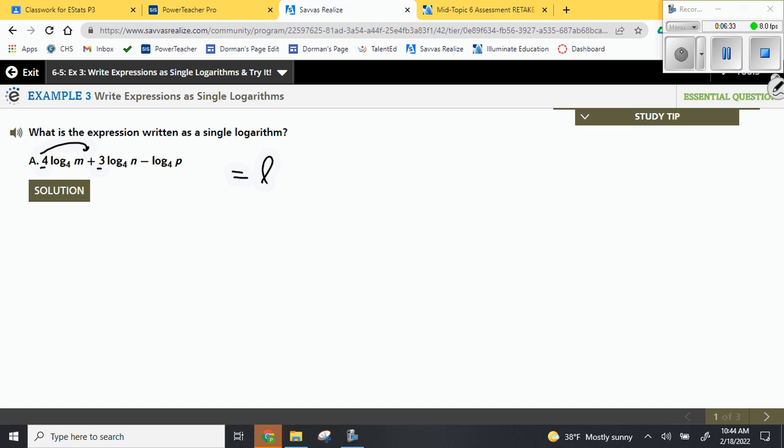So I'll write this as log base 4 of m to the fourth power. See, that 4 went into the logarithm. And I'll write this as log base 4 of n to the third power minus log base 4 of p.